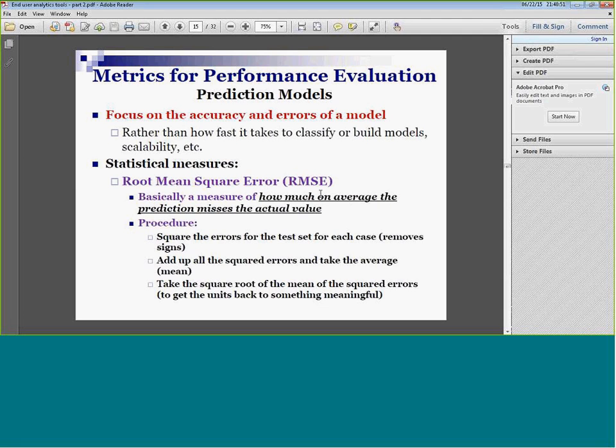So the root mean square error is one that I like because, again, you get the dimensionality back. You're basically saying what is the average error you missed it by in terms that make sense. So add up the errors and square the errors, add them up and take the average, and then take the square root to get back to something meaningful in terms of units. So these are accuracy measures, fairly straightforward, and basically right from statistics that we use when we have prediction or continuous numerical problems or models.